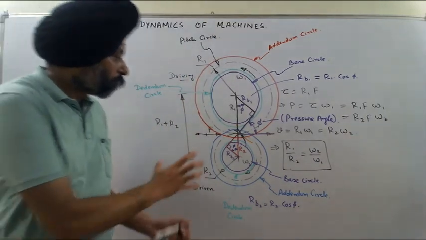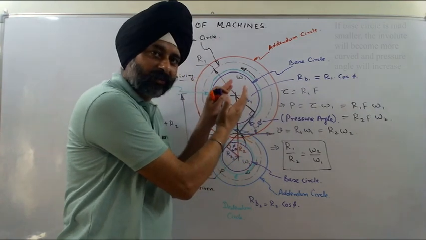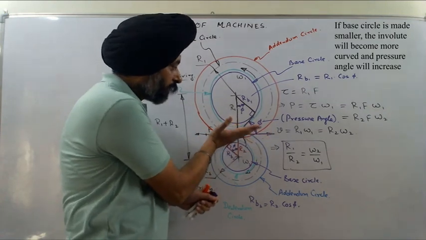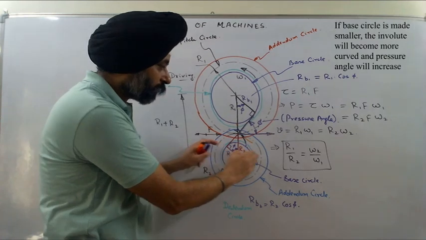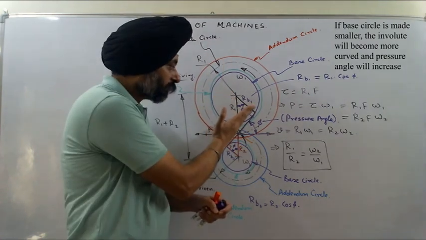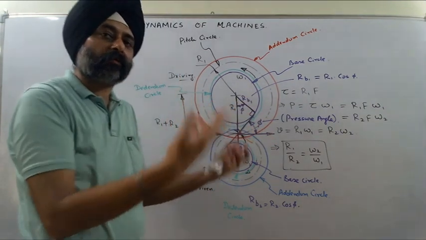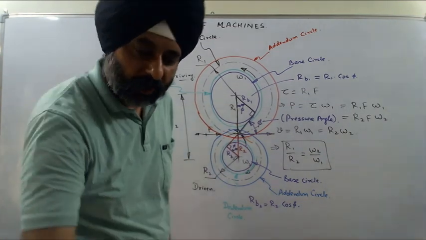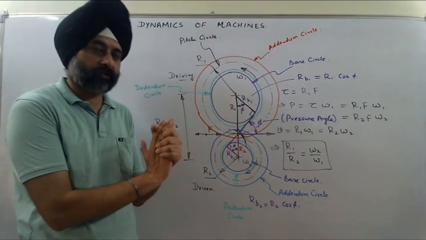So if we want to have the base circle smaller, then the involute will become more curved and this pressure angle will increase. If we can live with a larger base circle, the involute will become more straightened out and the pressure angle will be less. It's desirable to have a lesser pressure angle, but that leads to other manufacturing problems. So this is the fundamental behind the design of involute gears.